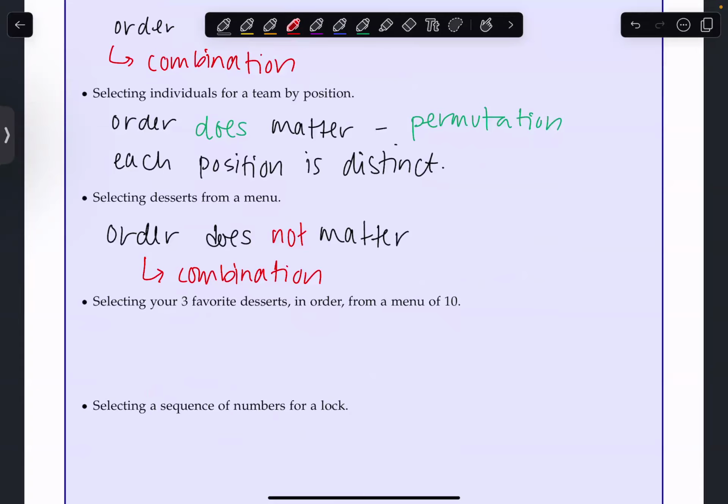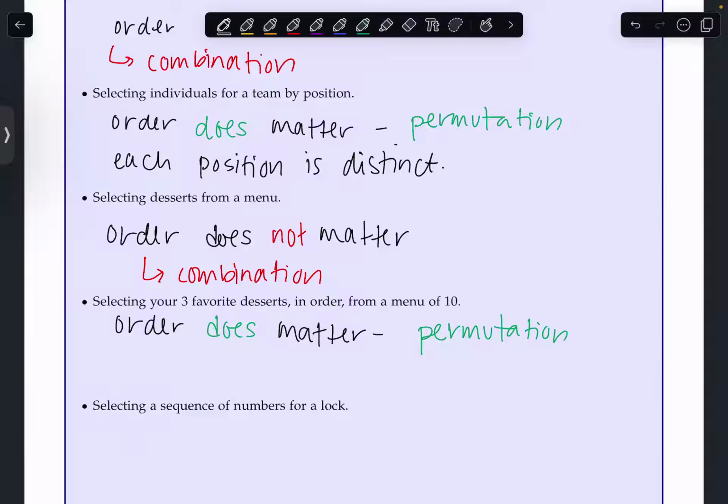And let's change it again. Let's say we select our 3 favorite desserts in order. So our favorite, second favorite, third favorite from a menu. And it really doesn't matter what the numbers are here. We're just deciding, does order matter, does it not matter? And here, because I'm giving it an order, order is going to matter. Right? I'm really saying the first is my favorite, the second is my second favorite, and the third is my third favorite. So order does matter here. So this is a permutation because each position is distinct.